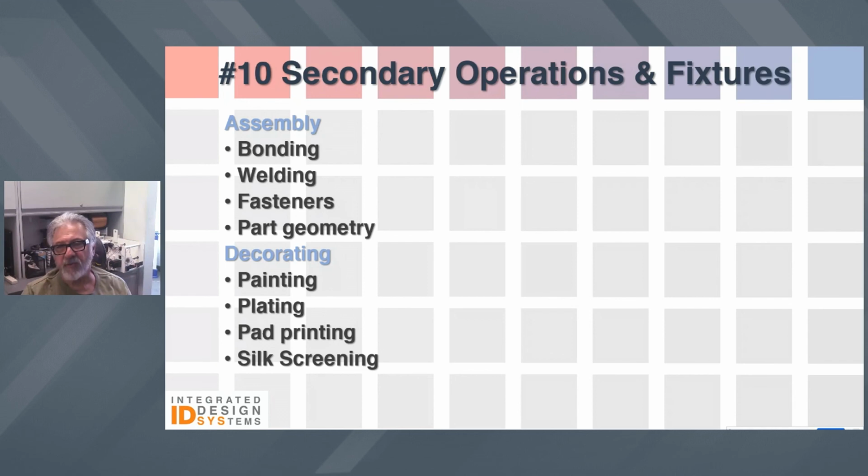And of course, silk screening, which is really ideally suited to either cylindrical or flat surfaces. You can't go over a compound surface with a silk screening operation. So again, that affects the part geometry.